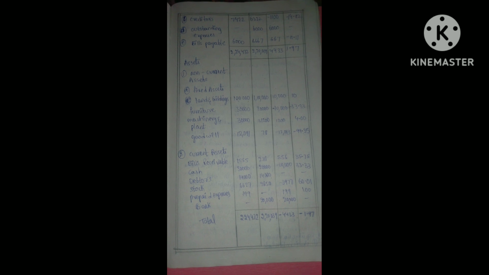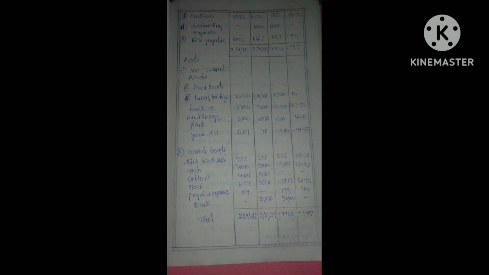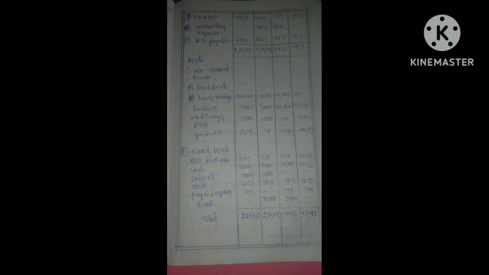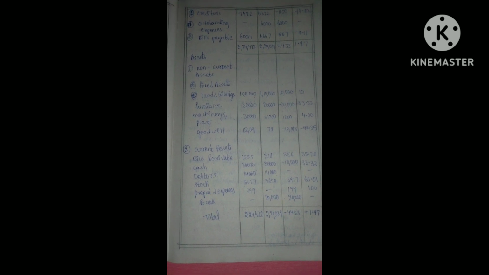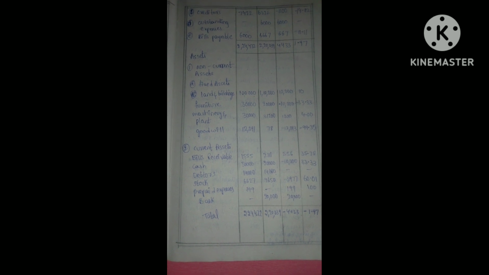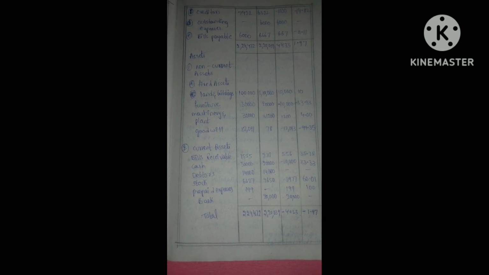Next we have current liabilities. In current liabilities we have short-term borrowings. So 11,000 and 15,000. So 11,000 minus 15,000 we will get minus 4,000 and the percentage change is 36.36. So in current liabilities, next we have creditors. So take down the values 7,422 and 6,322. So after subtracting, absolute change we will get minus 1,100 and percentage change we will get minus 14.82.